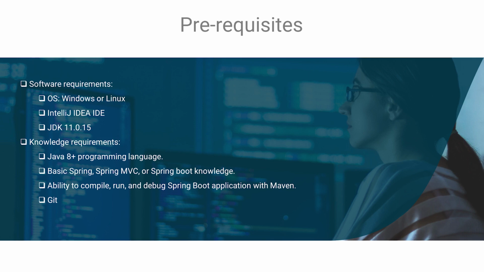In order to understand the code samples, you should have knowledge of Java 8 or higher versions, because we will mostly use functional programming paradigm throughout the course. You need to understand basic Spring Boot applications, such as creating applications with Spring Initializr, and knowledge of Spring annotations, such as configuration, controller, service, etc. You should also be comfortable with compiling, running, and debugging Spring Boot applications, preferably with Maven tool. Lastly, knowledge about Git will be helpful for you to clone the project repositories from GitHub and switch between the commits. I think that's all we need, so let's get started.